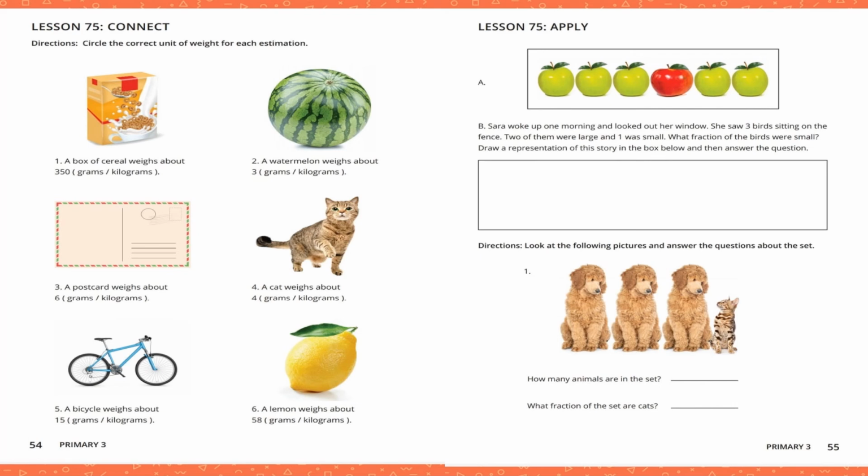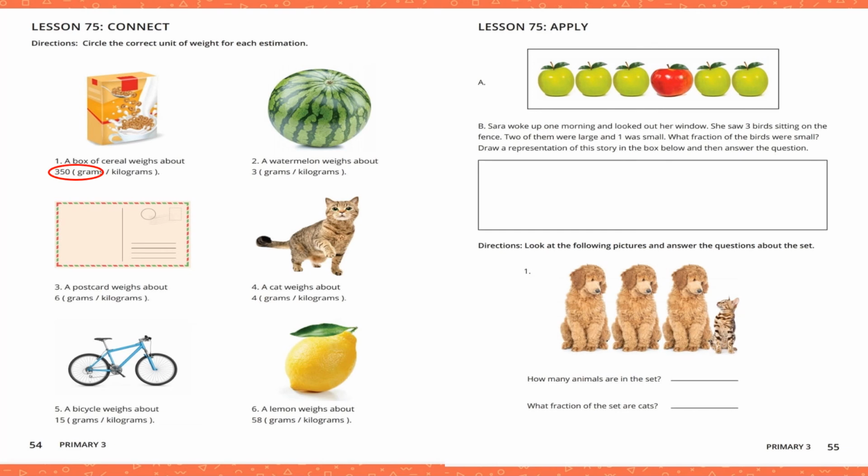Circle the correct unit of weight for each estimation. Here we have a box of cereals. It weighs 350 grams or kilograms. Is it very heavy, 350 kilograms, or is it light, 350 grams? Yes, it's light.